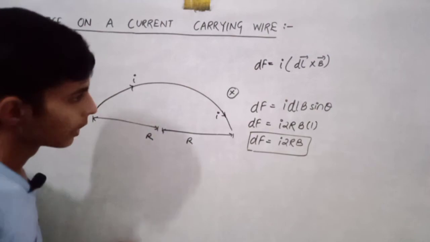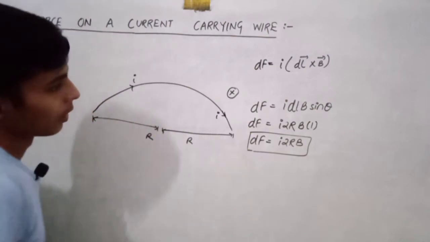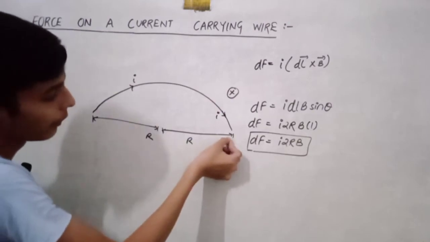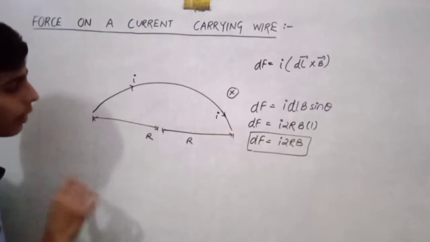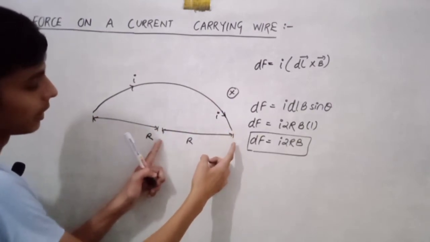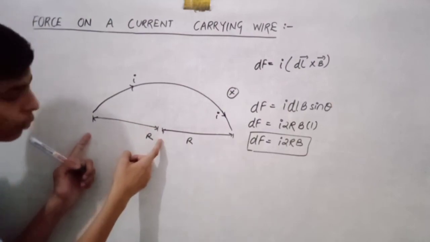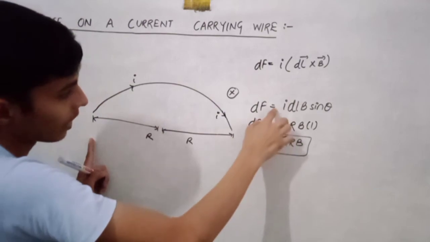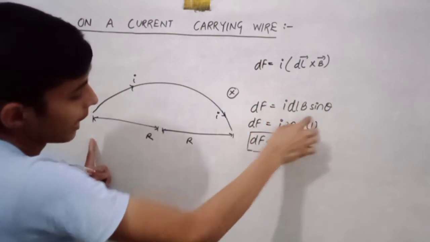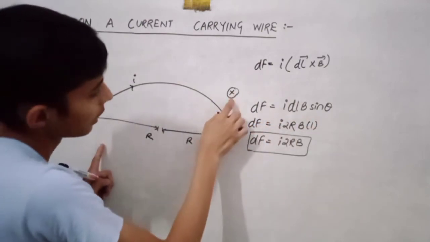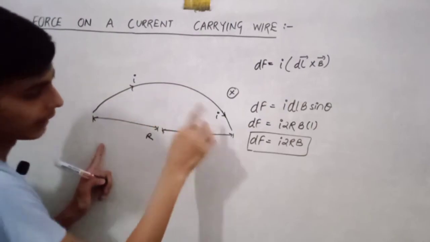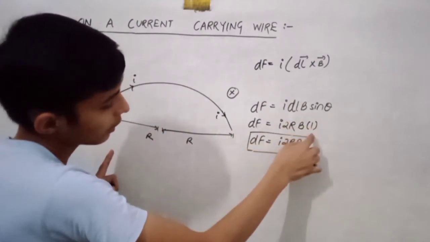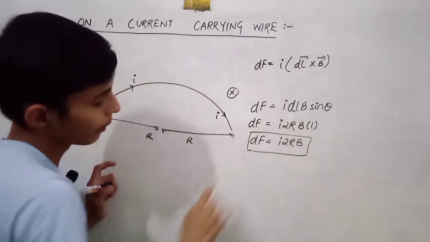What I did here is, in case of dl, we have to put the distance between the two endpoints. These are the two endpoints. This length is r, this must also be r. So in place of dl, I put 2r, and I is the magnitude of current, and the angle between the magnetic field and I is 90 degrees. So dF equals I 2rB, and sin 90 is 1. So dF equals I 2rB.